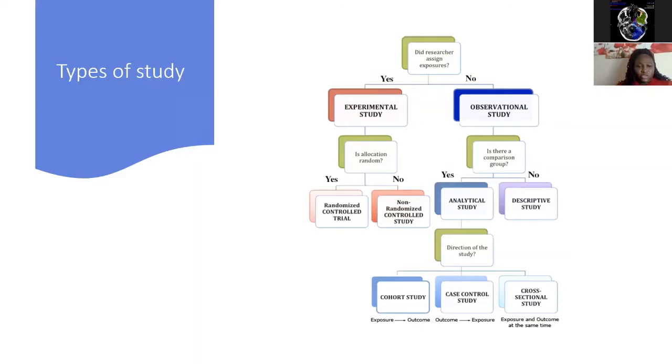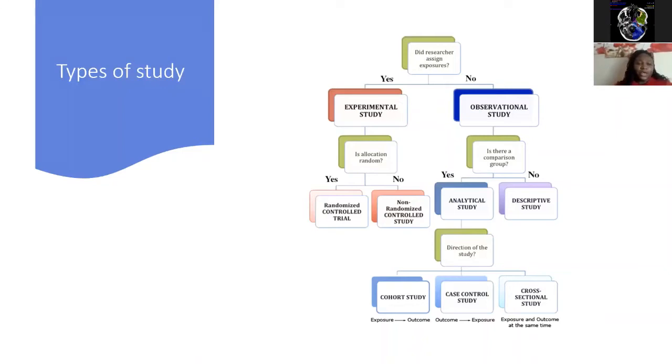So before we go into that, I just want to show the different types of studies that we can have. Here, if the researcher assigned exposure, then it should be an experimental study. This paper was an experimental study. If there was no exposure assigned, then it's just observational. Now, because this paper is an experimental study, I'll just focus on this. Is the allocation random? Yes, which makes it a randomized controlled trial. If it's not random, then it's a non-randomized controlled study.